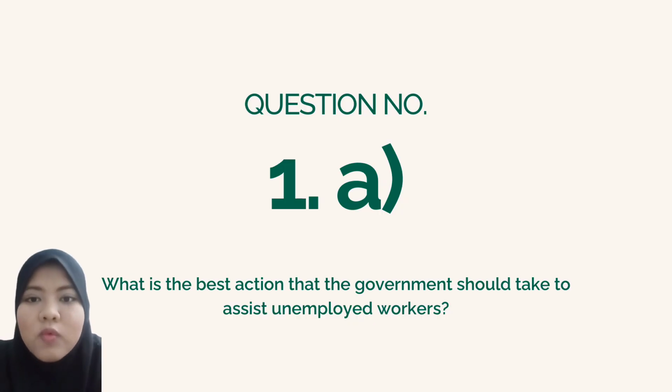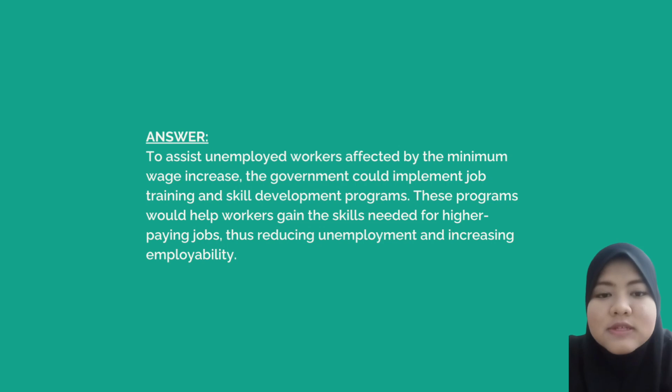First question, what is the best action that the government should have taken to assist unemployed workers? The answer is to assist unemployed workers affected by the minimum wage increase. The government could implement job training and skill development programs. Why? Because these programs will help them to gain the skills needed for higher paying jobs, thus reducing unemployment and increasing employability.